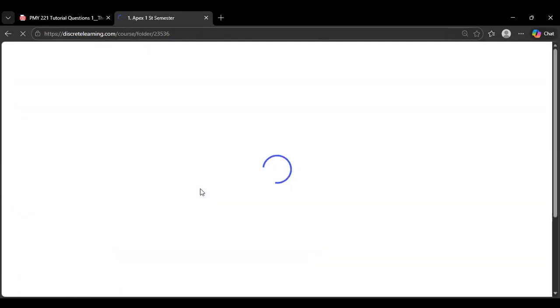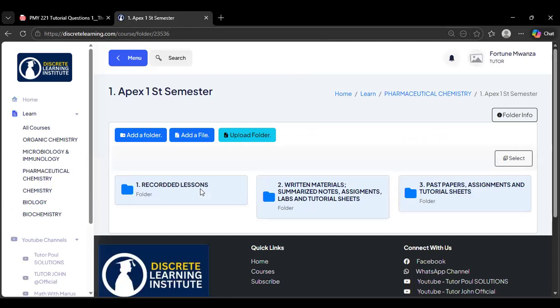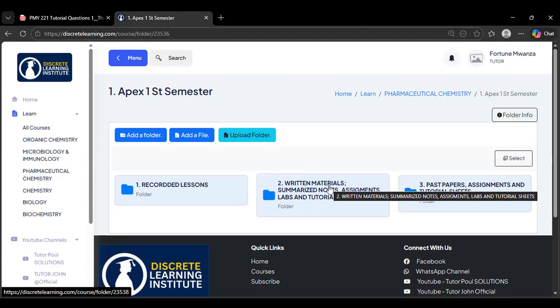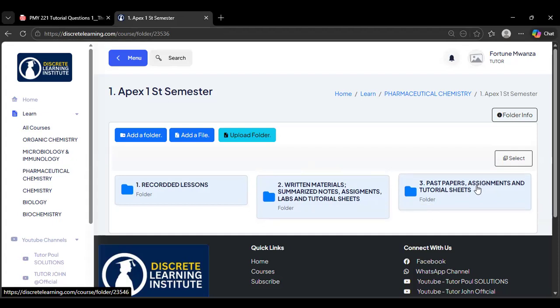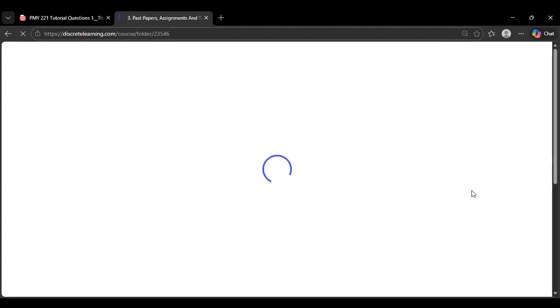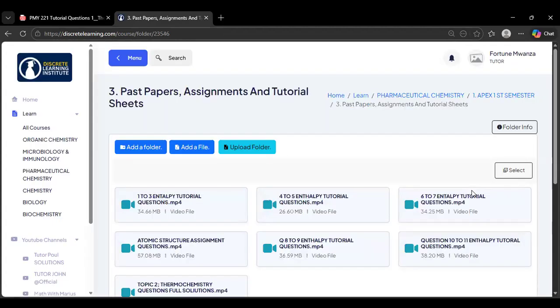First semester, for example, I open, then I'm going to see these folders. There's one for recorded lessons. We usually have live classes, so those classes that we have, we record them and put them on that folder on the website. So you will find all the live classes that we have done so far in that folder. Then we also have written materials, for example, summarized notes, assessment, lab samples, and theory sheet, any written materials. You're going to find them in the folder. For the past papers, assignment, and theory sheet videos, you can go to this folder written past papers, theory sheet, and assessment. So you open there, you find the videos.